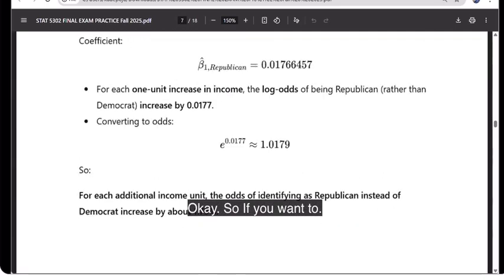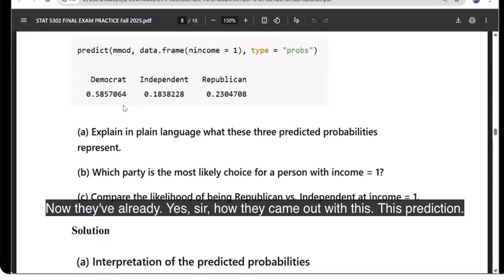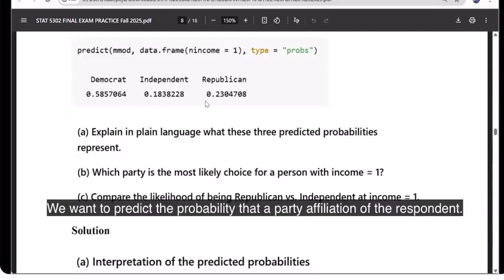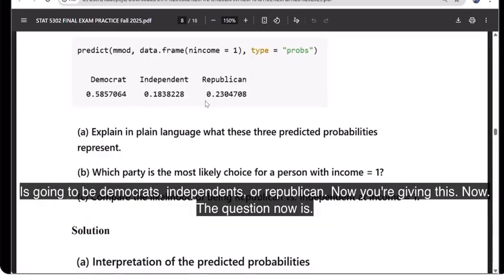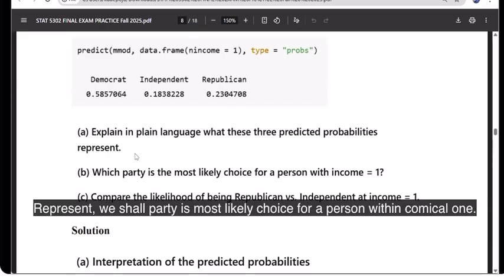Okay, so they've already shown how they came up with this prediction, the probability, putting into consideration certain values of income across the board. We want to predict the probability that the party affiliation of the respondent is going to be Democrat, Independent, or Republican. Now you're given this. Now the question is, explain in plain language what this predicted probability represents. Which party is the most likely choice for a person with income equal to one?